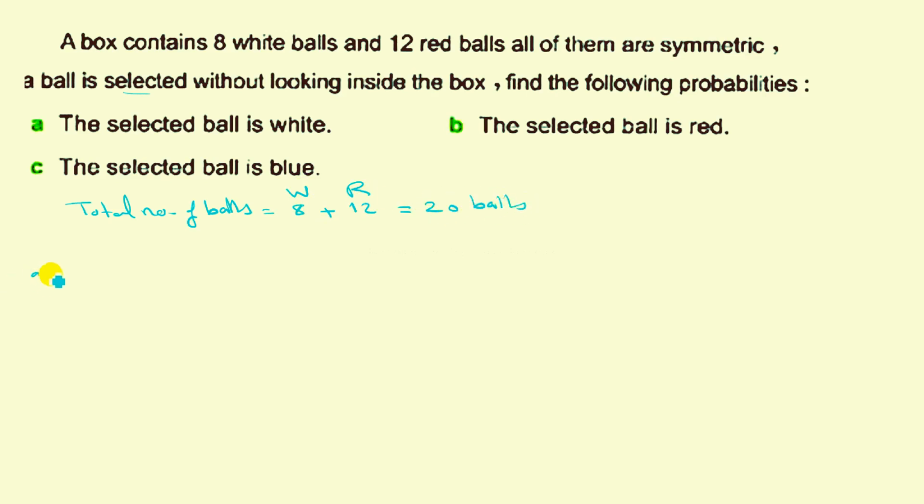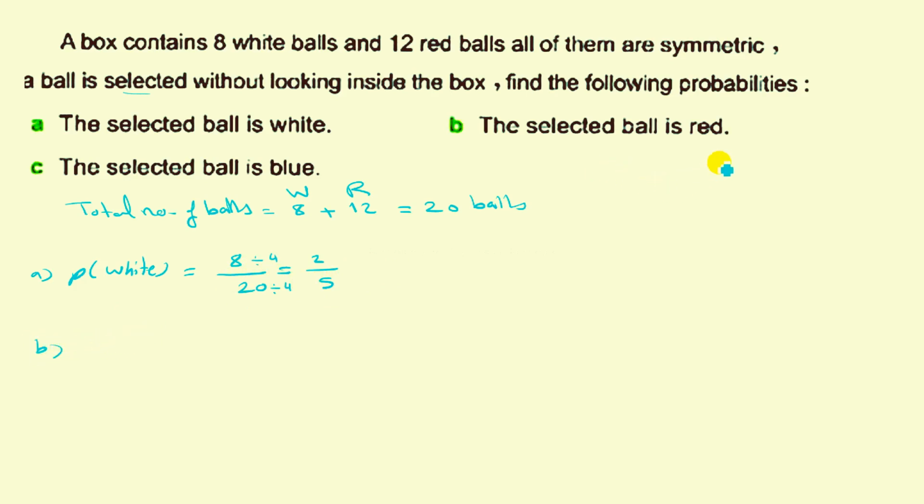Letter A. The selected ball is white. So the probability of getting white is equal to the number of white balls, which is 8, over the total 20. Simplify. These two numbers are divided by 4. 8 divided by 4 is 2, 20 divided by 4 is 5. So 2 over 5.